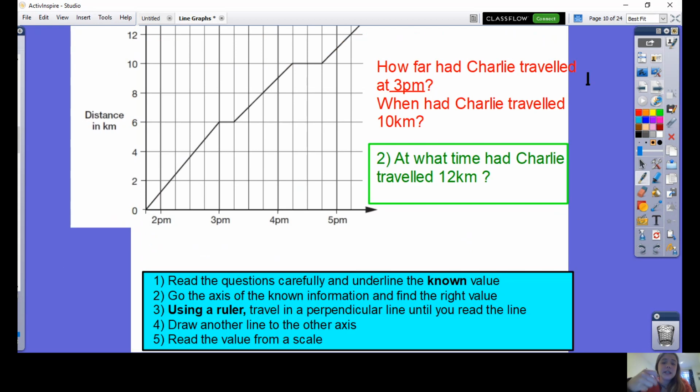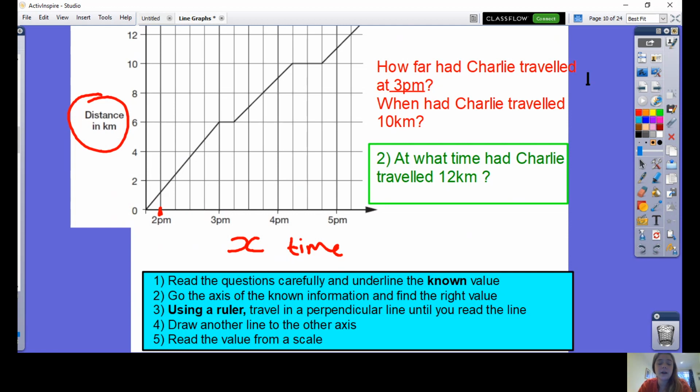In this table, you can see the distance that Charlie has travelled throughout the day. On the y-axis, you can see the distance in kilometres, and you can read the scale and see we're going up in 2s. Halfway across then would be 1. On the x-axis, you can see the time. You can see the time we're measuring every hour, but then there's also 1, 2, 3, 4 increments in between, so each of these represents 15 minutes. Sorry.